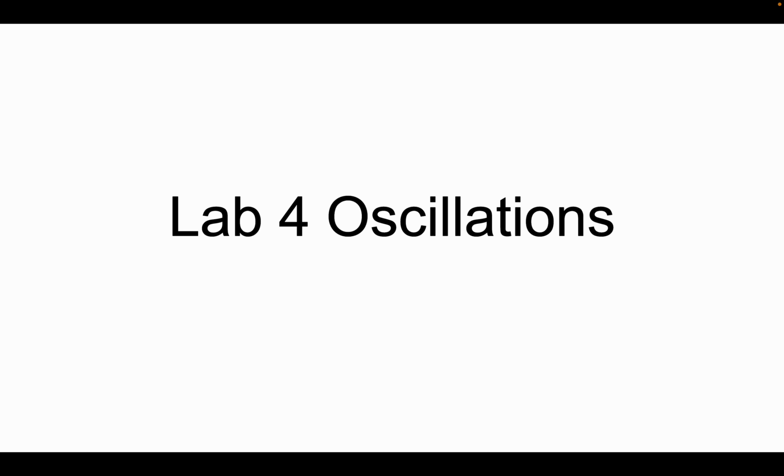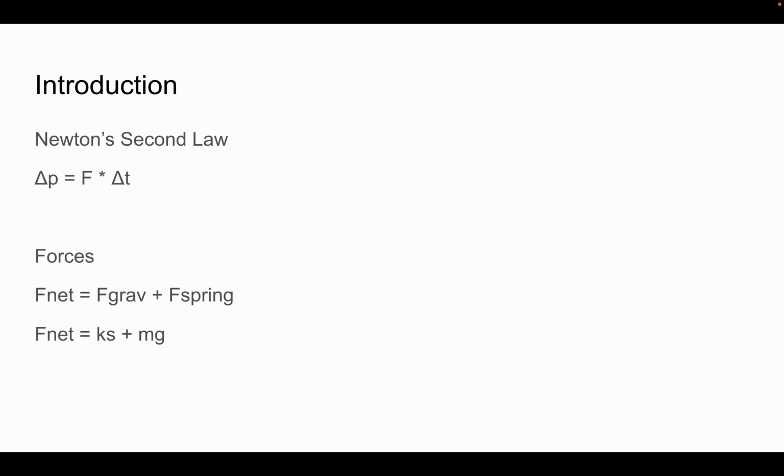This is my lab report for Lab 4 oscillations. For the introduction, the main concept used is Newton's second law, which is the change in momentum equals force times the change in time. And for the forces acting on the system, the net force is equal to the force of gravity plus the force of the spring, which can also be written as the force of the spring, which is Ks, plus the force of gravity, which is mg.